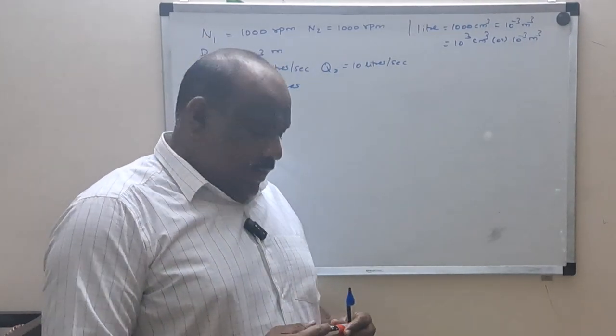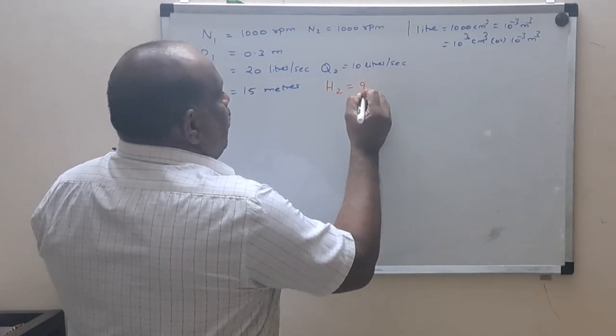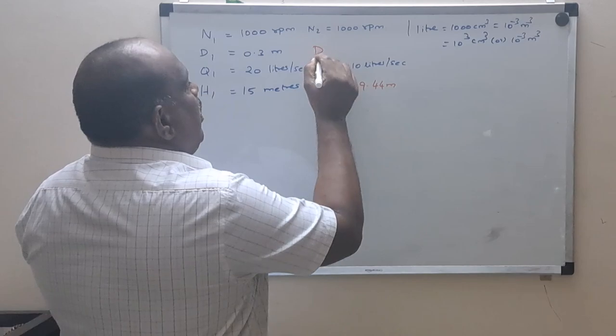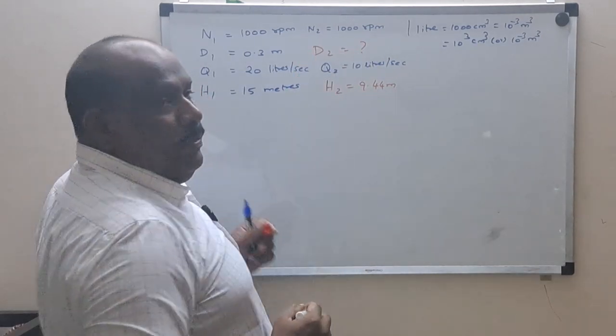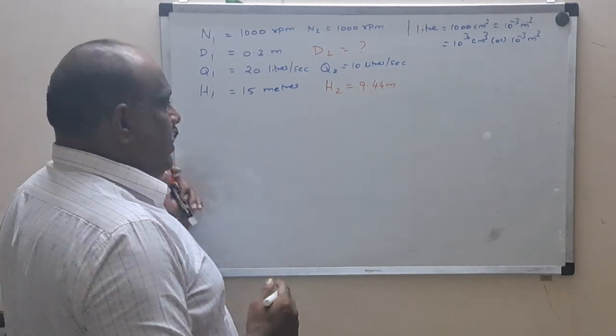On continuing further, thus we got the value of H2 to be 9.44 meters. Now what we have to get? We have to get the value of D2. We want to get the value of D2. Okay, we can go by any method.